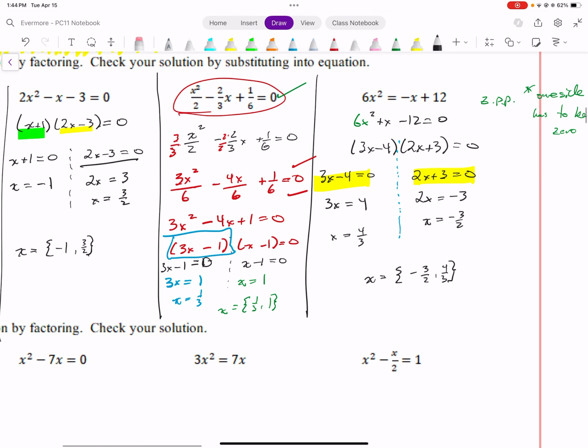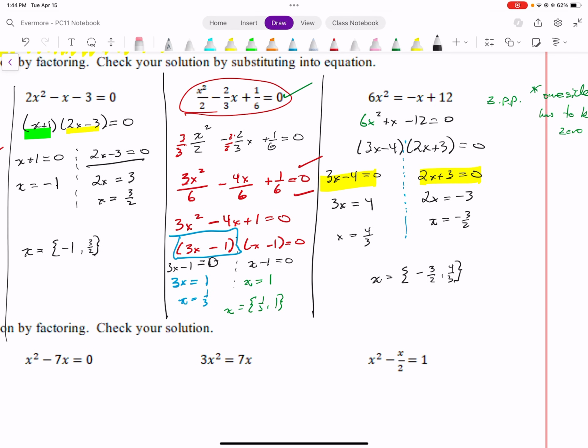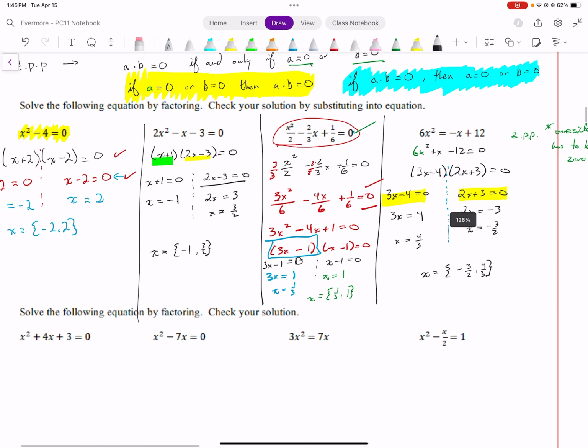What you probably may have noticed is that when I'm writing solutions, I always write the solution that is least on the left and what is greatest on the right. That is the convention. Anyways, I wish you the best of luck. Factoring or solving by factoring can be a lot of fun.